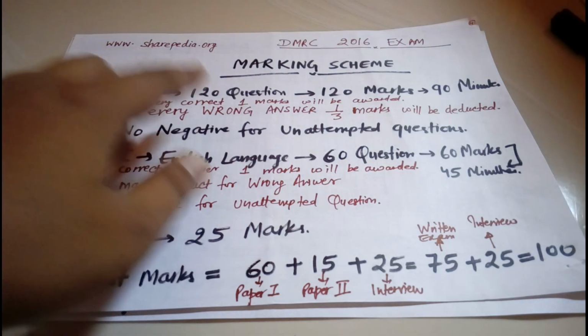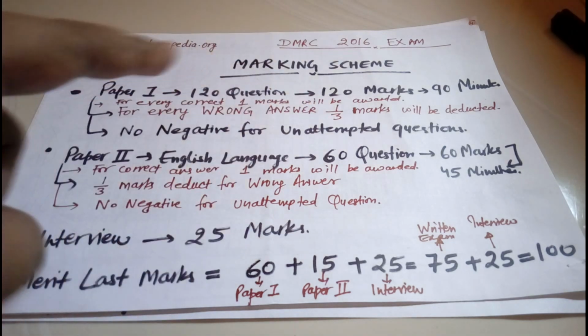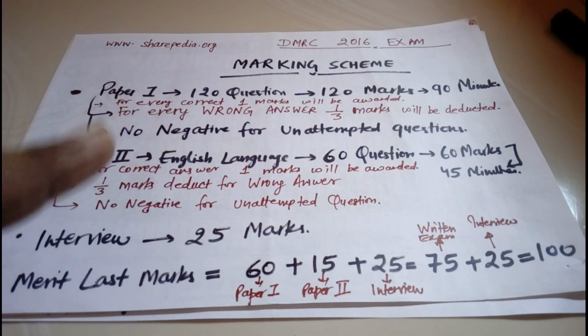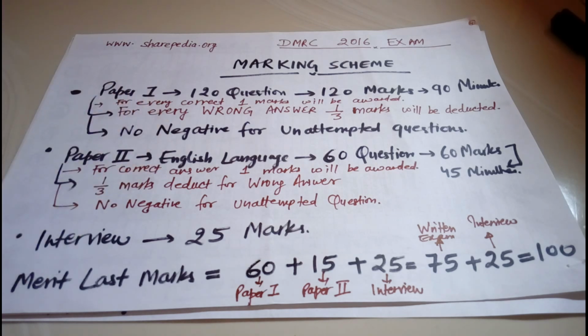Paper 1: 120 questions, 120 marks and 90 minutes. For every correct answer 1 mark will be awarded, for a wrong answer 1/3 marks will be deducted, and if you leave it unattempted, there will be no negative marking. And if we talk about paper 2, which is basically an English language paper, it consists of 60 questions, 60 marks and 45 minutes. For every correct answer you will be awarded 1 mark. For every wrong answer 1/3 marks will be deducted, and there will be no negative marks if you leave it unattempted.